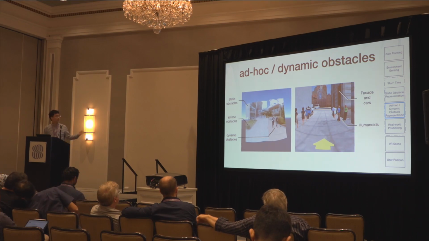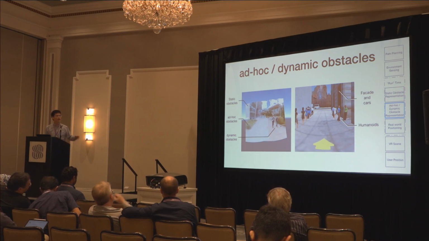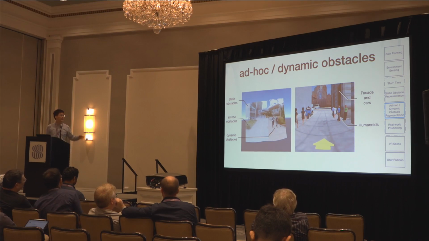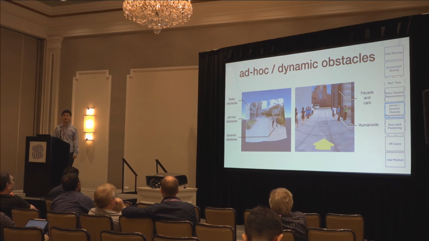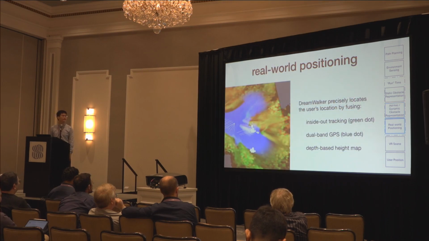And so we have static obstacles, ad hoc obstacles, and dynamic obstacles. We represent the static ones using the facade and cars and other static obstacles, and all ad hoc and dynamic obstacles are represented by humanoids. So we generate a few humanoids and they walk towards the position of the obstacle. So as long as you don't walk into a humanoid, you won't walk into any obstacle.